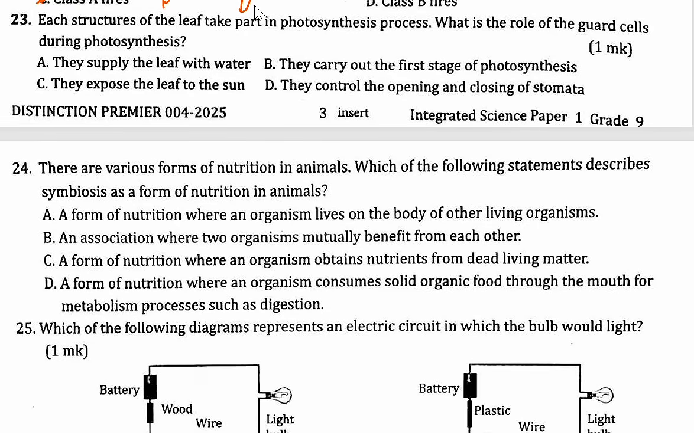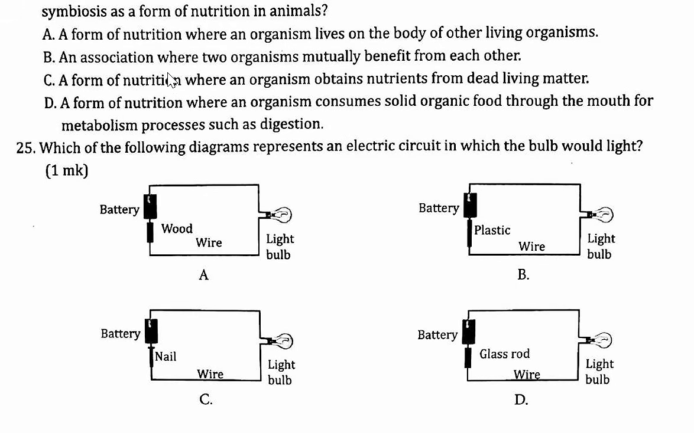Number 23. Which structure of the leaf takes part in the photosynthesis process? What is the role of the guard cell? The guard cells are found around the stoma. The function of the guard cell is to control the opening and closing of the stomata, and therefore the correct answer is D.